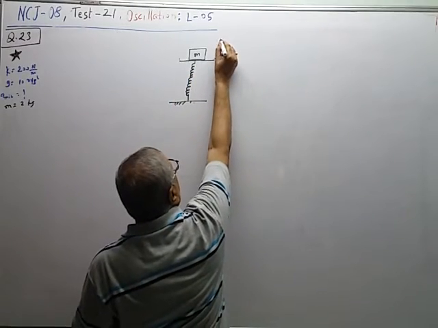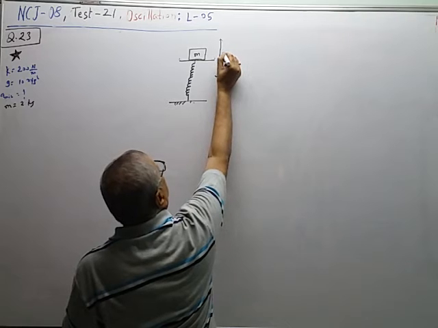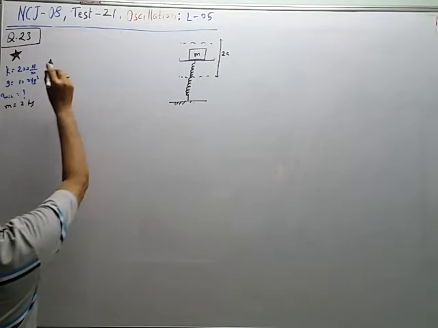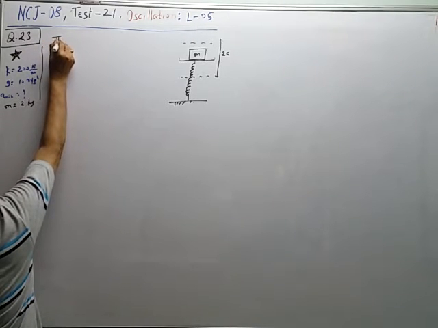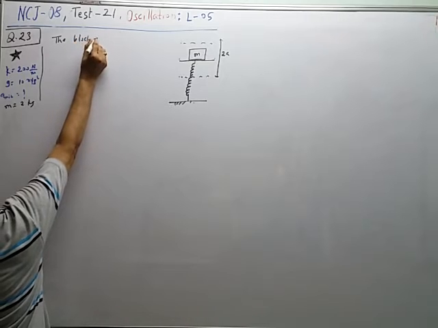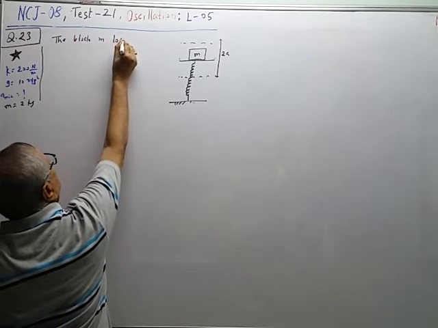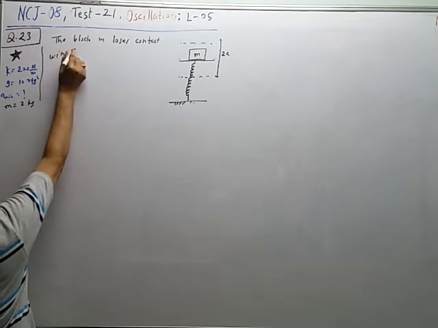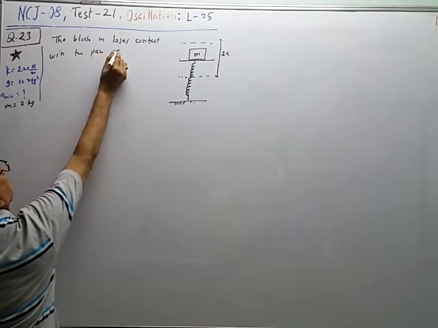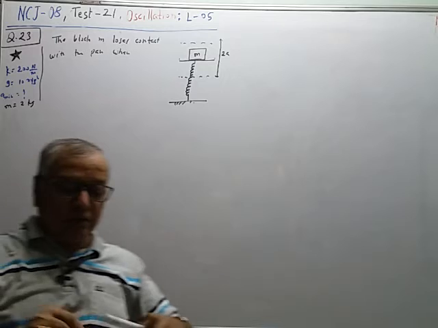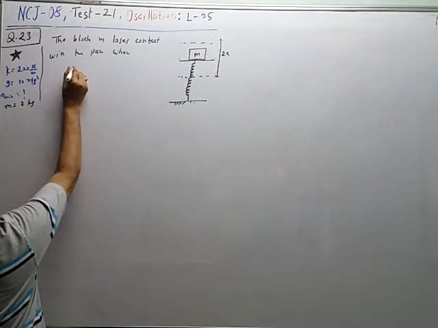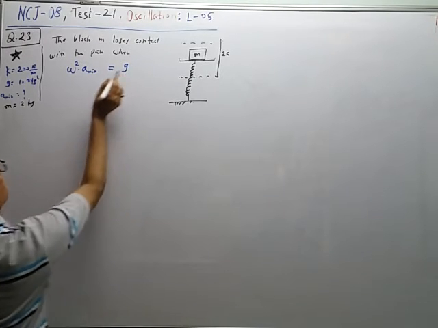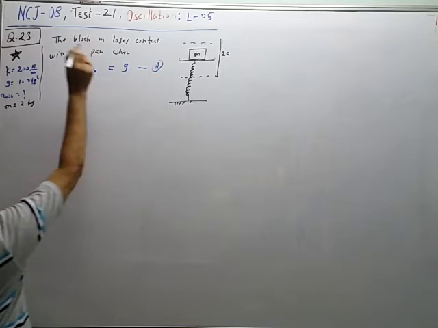So this pan oscillates up and down. This is the uppermost position, this is the lowermost position, like this. So the block M loses contact with the pan. We have derived this condition while solving the regular problem. When this is the condition, omega square into A minimum is equal to g. This is equation capital A. So this is the condition to lose the contact.